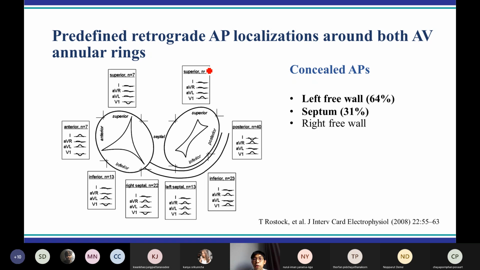The patients with concealed accessory pathway, which means that the accessory pathway cannot conduct the signal down from the atrium, but can still conduct the signals from ventricle to atrium, the retrograde propagation, have 64% left free wall accessory pathway, 31% septal accessory pathway, and a small amount of patients have a right free wall pathway.